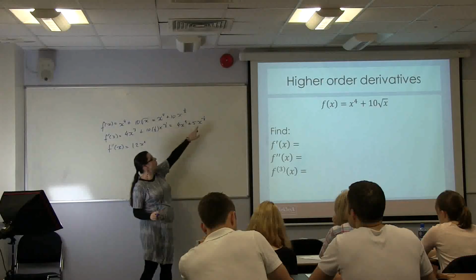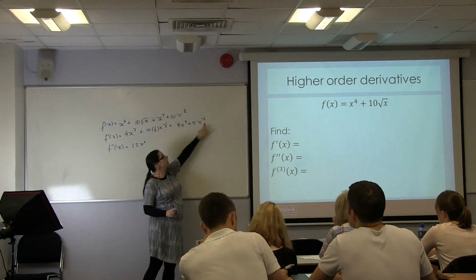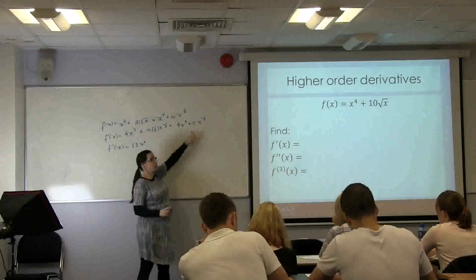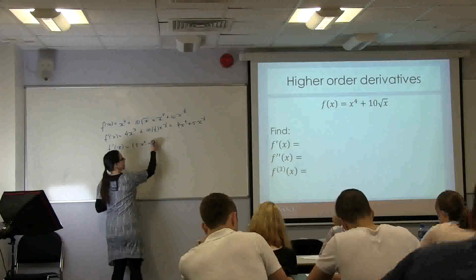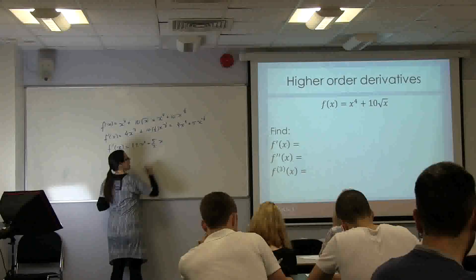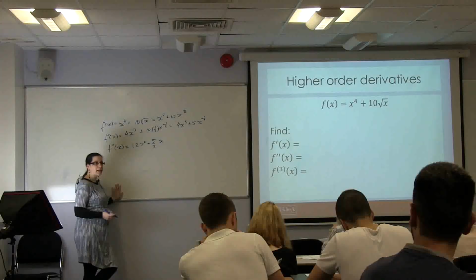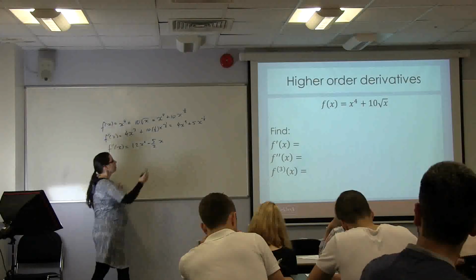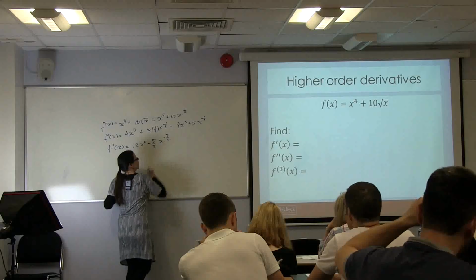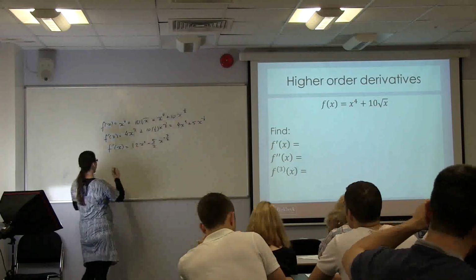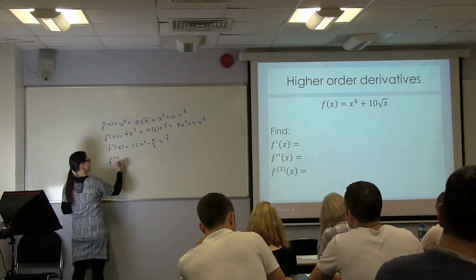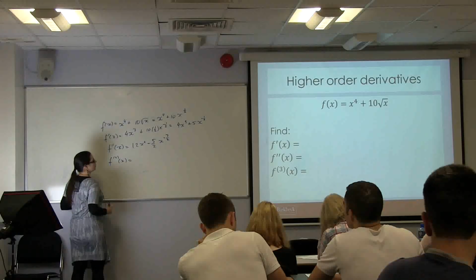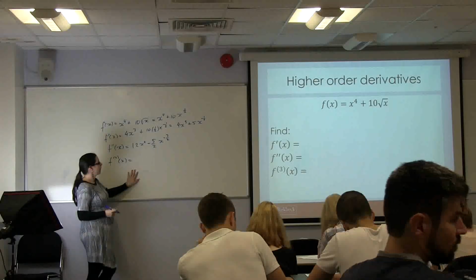So I'm going to need to bring the power down. So I will need to multiply minus half and 5 together. That's going to give me minus 5 over 2. And what will be the power of x? Minus 3 over 2.